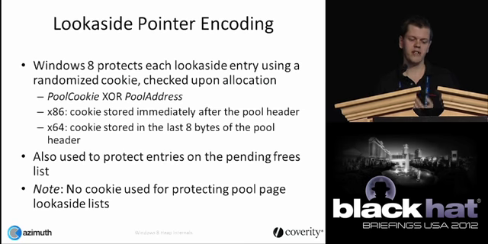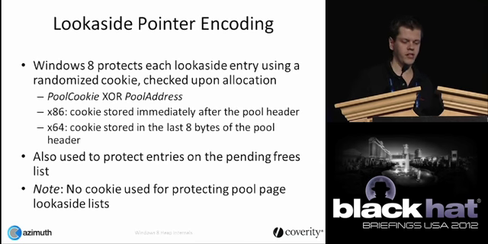So in Windows 8, each of these Lookaside entries are protected by a randomized cookie. And this is checked whenever you allocate something. So you try to corrupt this value, and you try to have the allocator return an address, like in kernel space, that you want to corrupt.